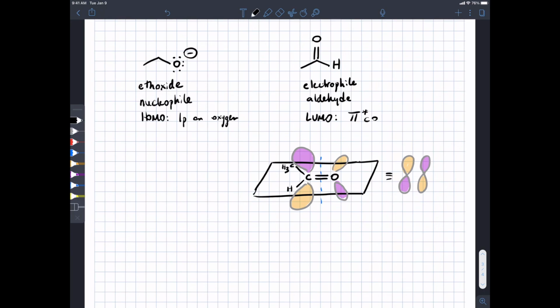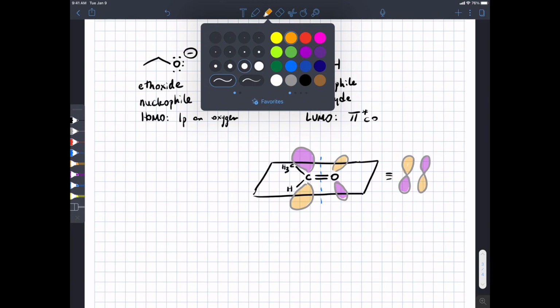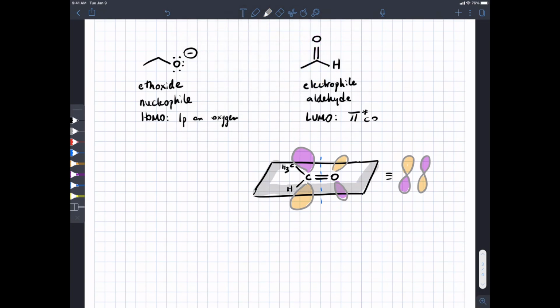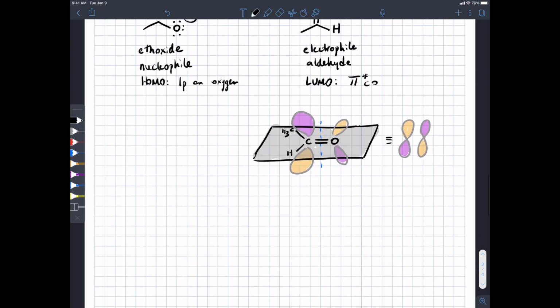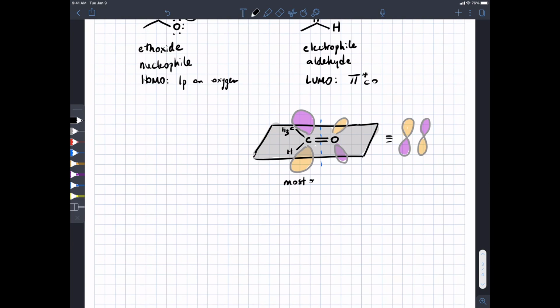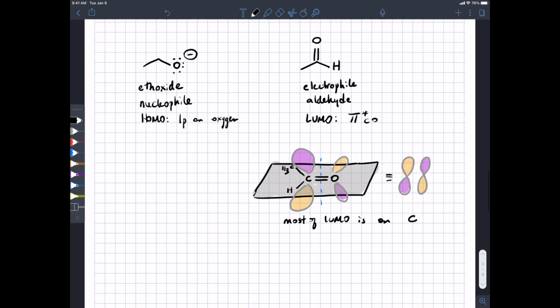Now, an interesting point that I've made here that's consistent with the calculations is that most of the LUMO, maybe as much as 70% of the LUMO, is actually on the carbon and not on the oxygen. I don't expect you to know that, and there's a way you could reason through it, but it won't be important to us really until 352. So for now, you can accept that as a matter of fact, just something that comes out of the calculations. If I tell you most of the LUMO is on carbon, then where should my nucleophile attack?